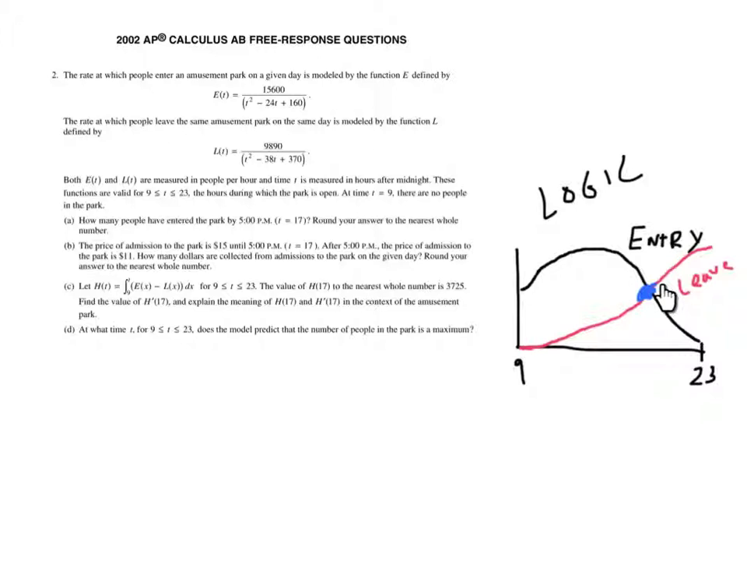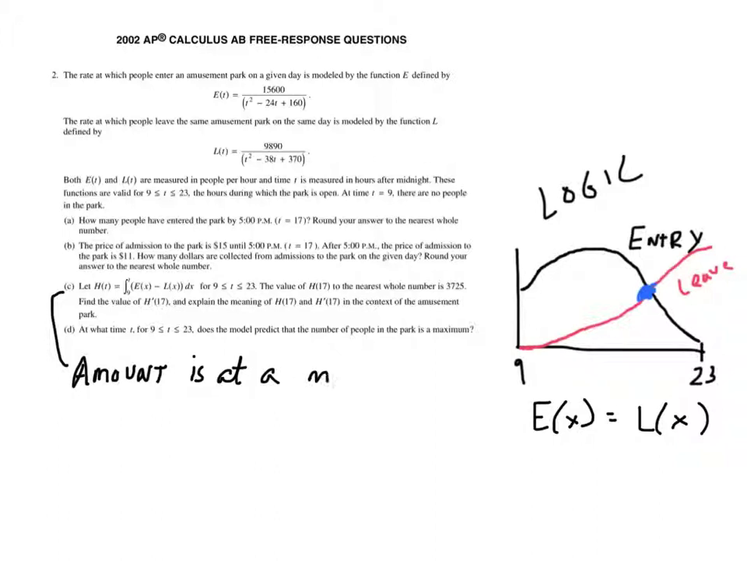So one way to think that this is the spot where the entry rate and the leaving rate cross. They're equal, they intersect. The more calculus way to think about it is to think, well, I want to know when the amount is at a max. Maximums occur at endpoints or critical points. Critical points are where the derivative, h prime, is equal to 0.